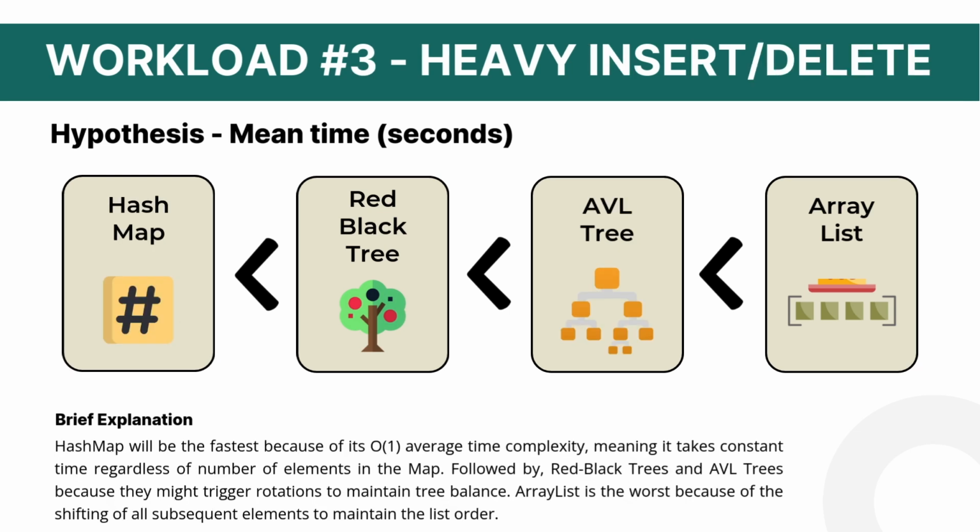For workload 3, heavy insert and delete, hashmap will be the fastest because of its O(1) average time complexity, meaning it takes constant time regardless of the number of elements in the map. This is followed by red black trees, then AVL trees, as they may trigger rotations to maintain tree balance. Array list is the worst because of the shifting of all subsequent elements to maintain the list order.